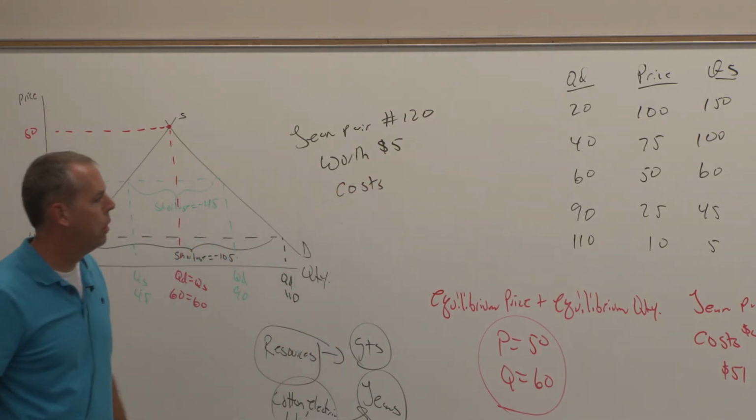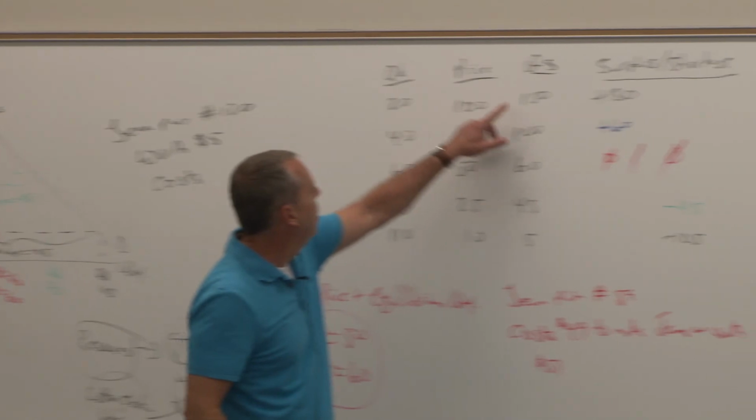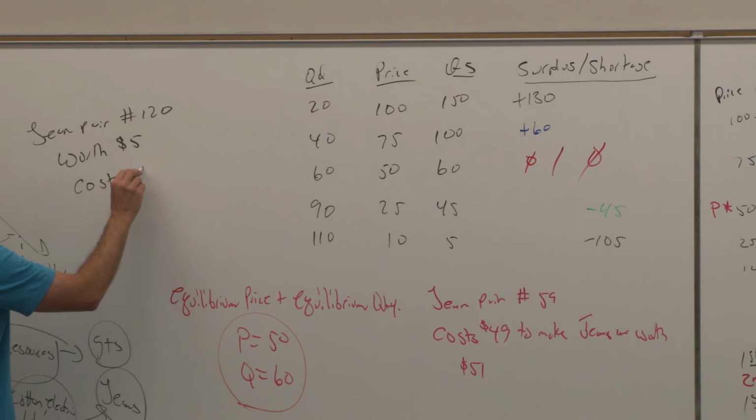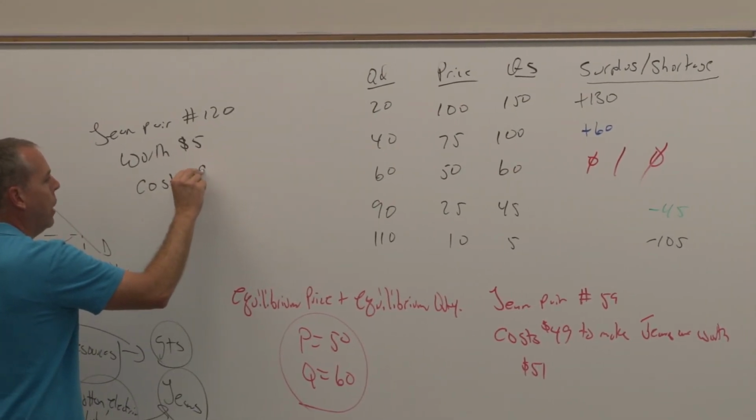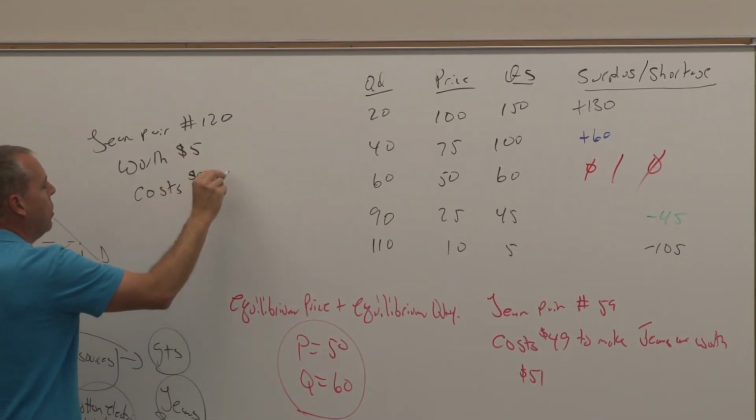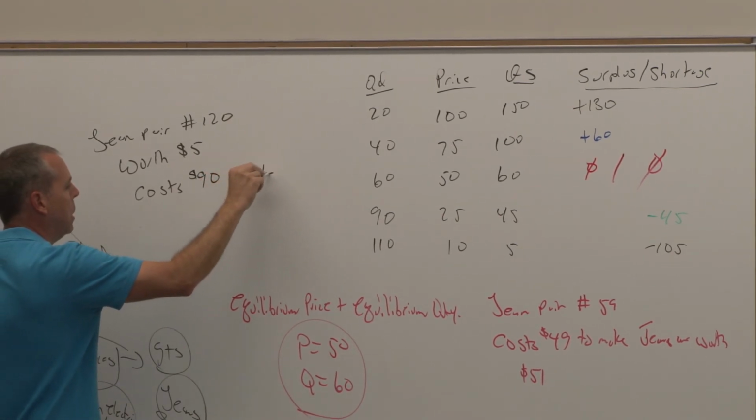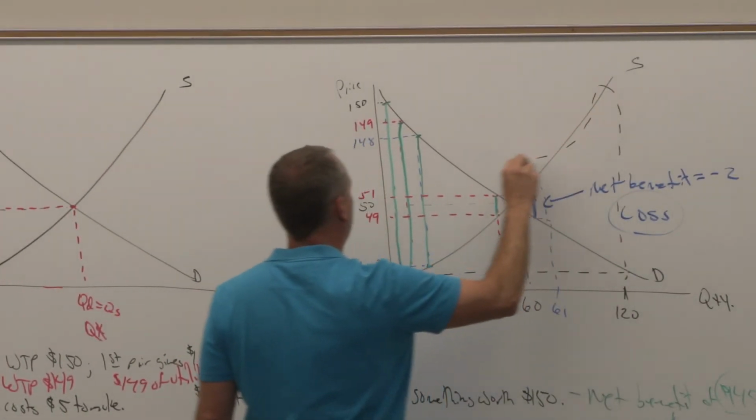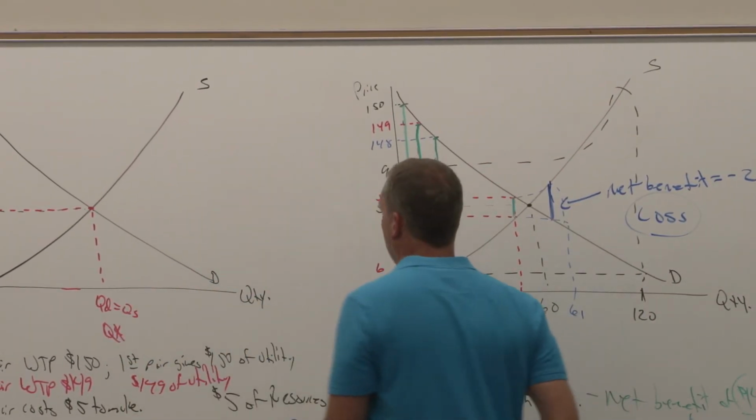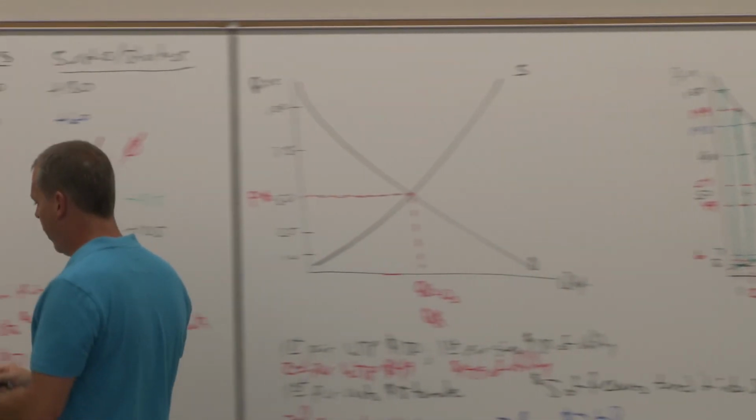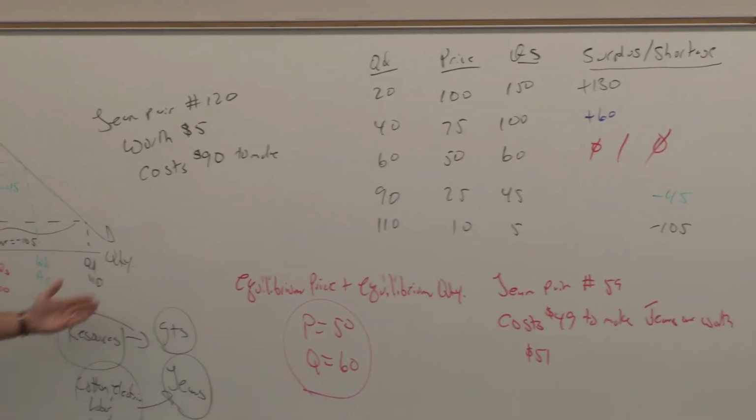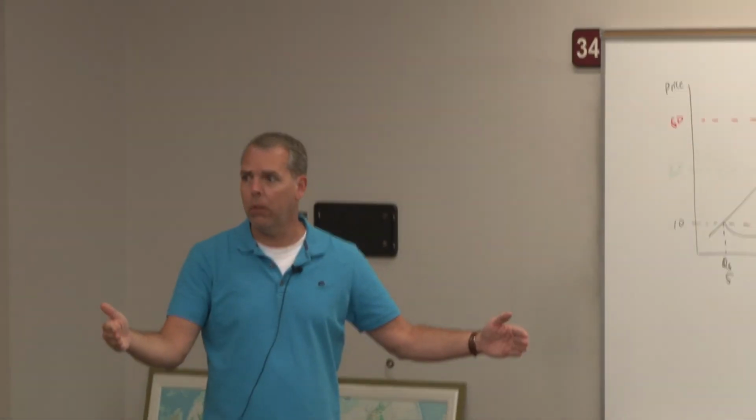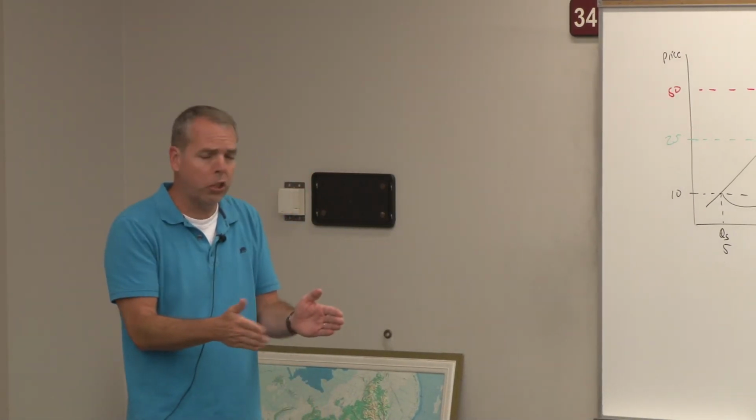So we see here gene pair number 120. He costs $80 to make, or we'll say 90. He costs $90 to make, all right? So here, let's look at what's happening with gene pair number 120. We're taking $90 worth of resources, and we're going to rearrange them, which is what we do with everything. We rearrange those resources into something that's worth $5.